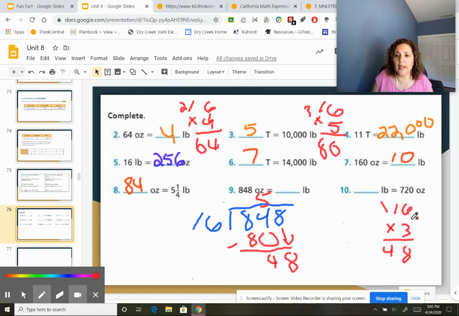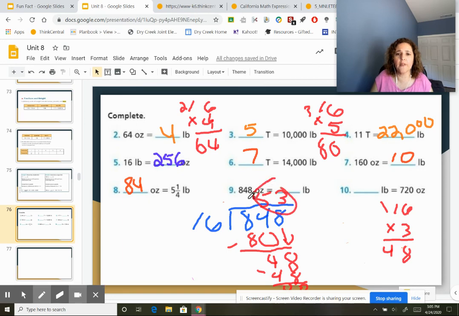And I did this on the side over here. I did 16 times 3. 6 times 3 is 18. Carry my 1. 3 times 1 is 3, plus 1 is 4. 48. Lo and behold, there it is. So it goes in 3 times. And I'm going to subtract my 48. So subtracted, I get 0. So my answer is 53 pounds. So 53 pounds is 848 ounces.